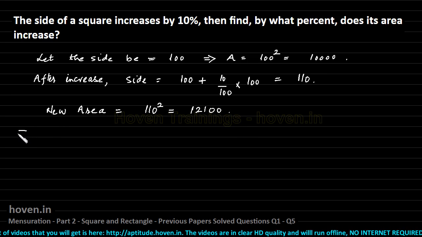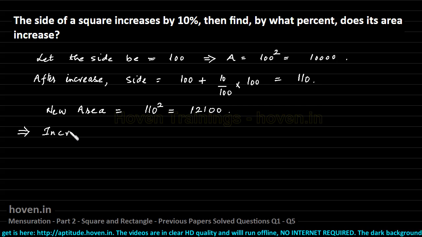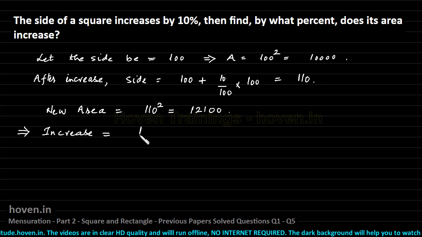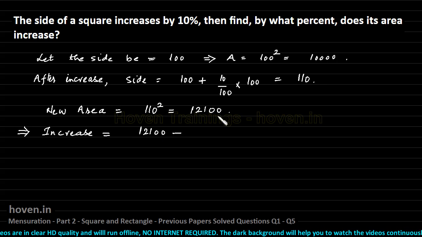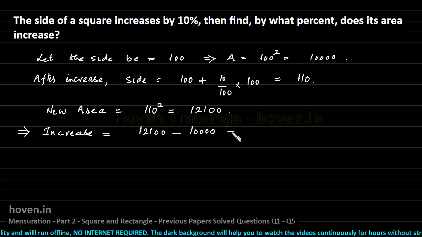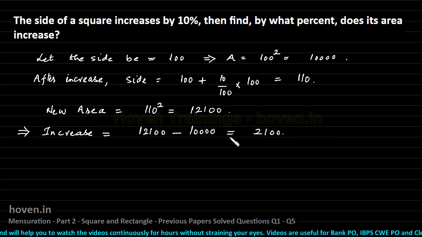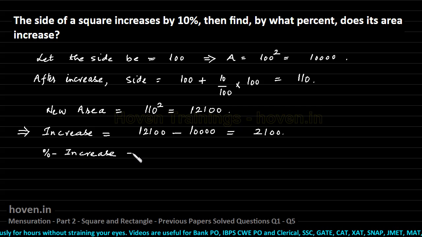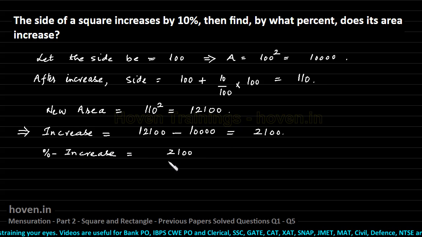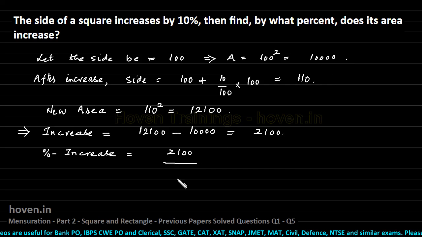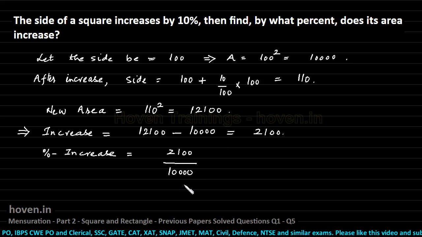So what is the increase? Which implies the increase is equal to 121 00 minus this 10,000, the area that was earlier. So we can see that this figure will be 21 00, and the percent increase is required. So for that we will write percent increase will be equal to 2100, the actual increase, by the original value, which was 10,000, by 10,000. In a hurry, many people will simply write 100 here by mistake. That would be wrong. It has to be by 10,000.